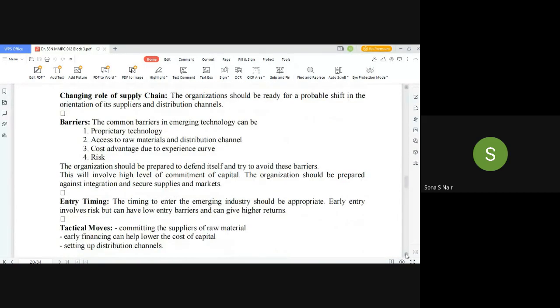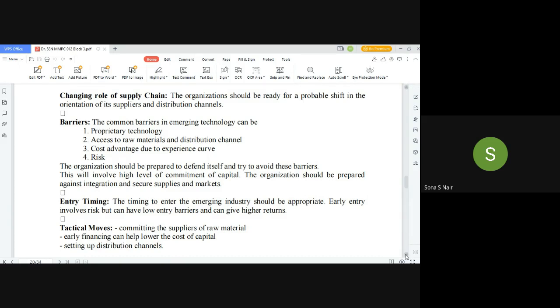Entry timing is also important because sometimes, like I said, 10 years back in India, there were some firms which wanted to take advantage of eco-friendly products, but they did not do well. Why? Because at that time awareness was not there. Today, possibly the awareness is there and people want to shift to more environmentally friendly alternatives. So entry timing is very important as far as an emerging industry is concerned.